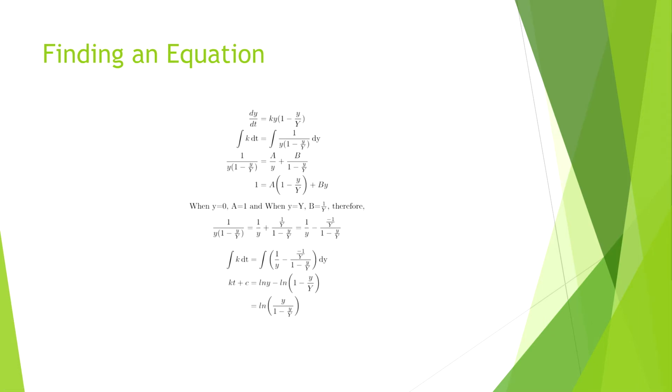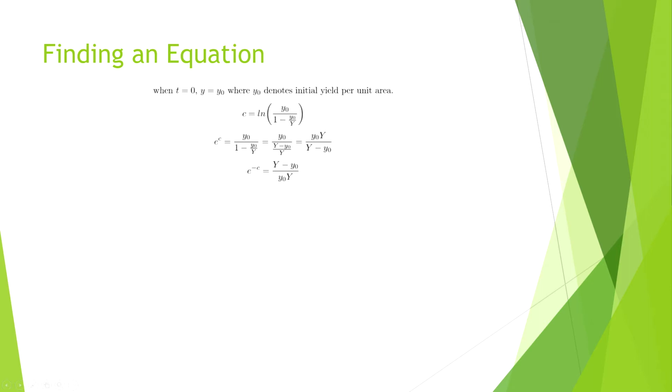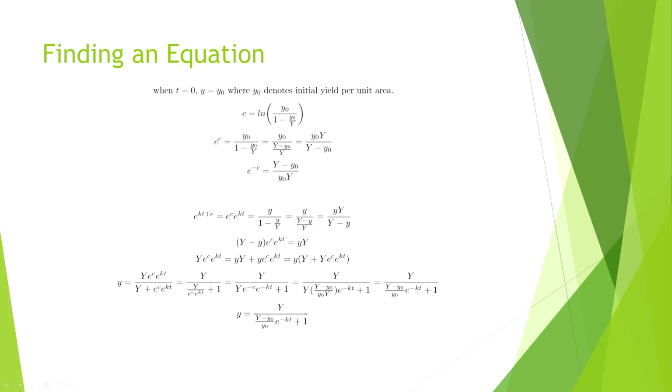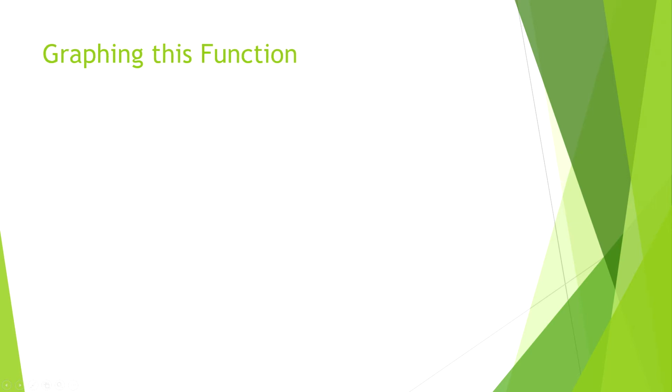Using separation of variables will enable us to solve this differential equation. First, however, we must use partial fractions to rewrite the right-hand side before it can be rearranged. Both sides are then integrated as shown. Using the initial conditions, i.e. that when t equals 0, y equals the initial yield per unit area, denoted by y subscript 0, we calculate the value of c, from which an expression for e to the power minus c can be derived. Given this, the expression for e to the power kt plus c can be rearranged. As demonstrated, this eventually gives a formula for the yield per unit area in terms of time.